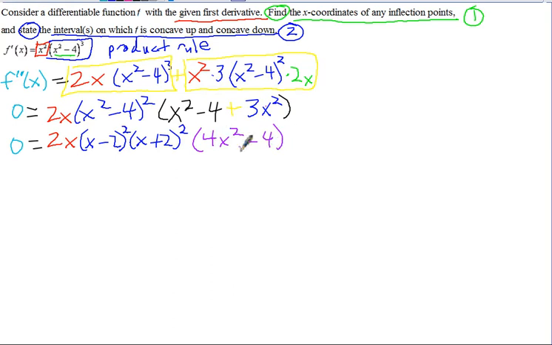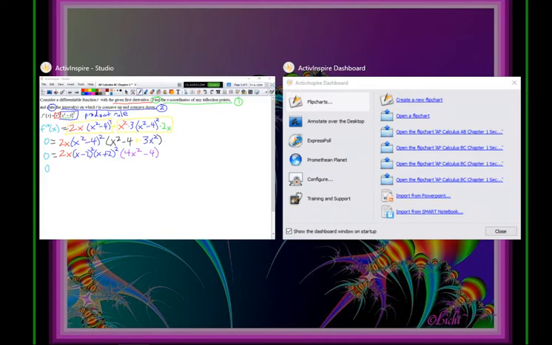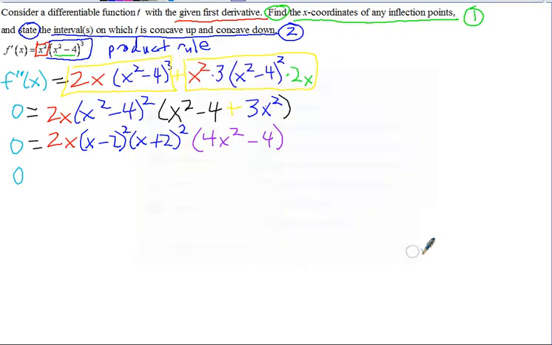Then you can factor out a GCF of 4. That would be easiest if we just multiply it by the 2x out in front to give you 8x. Sorry about that. There we go. So factoring out the 4 here times 2x gives you 8x. It's (x minus 2) squared times (x plus 2) squared. And then we're left with x squared minus 1.